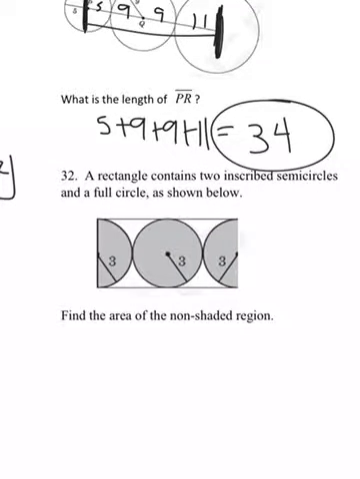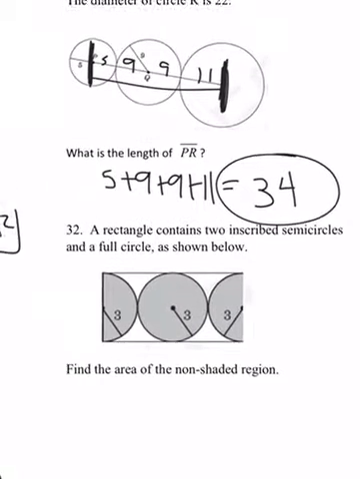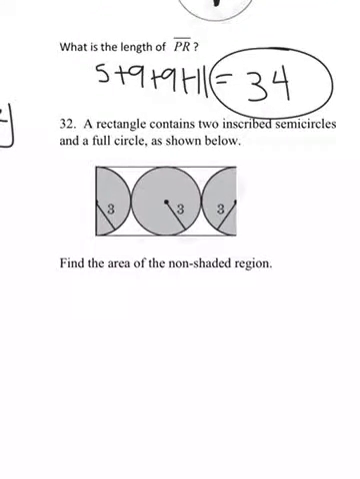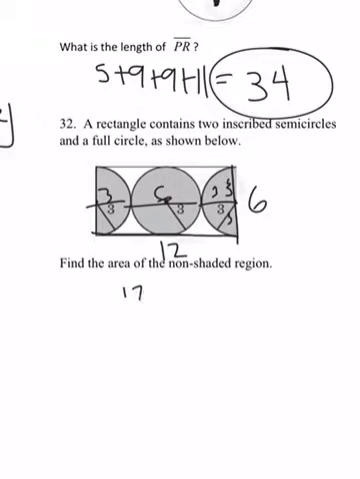A rectangle contains two inscribed semicircles, and a first full circle is shown below. Find the area of the non-shaded region. The idea here is to find the area of the big rectangle using the radius. That's 6 across, or 6 is the height. Going across, you have 3, 6, 3. That's 12. 12 times 6, 72.